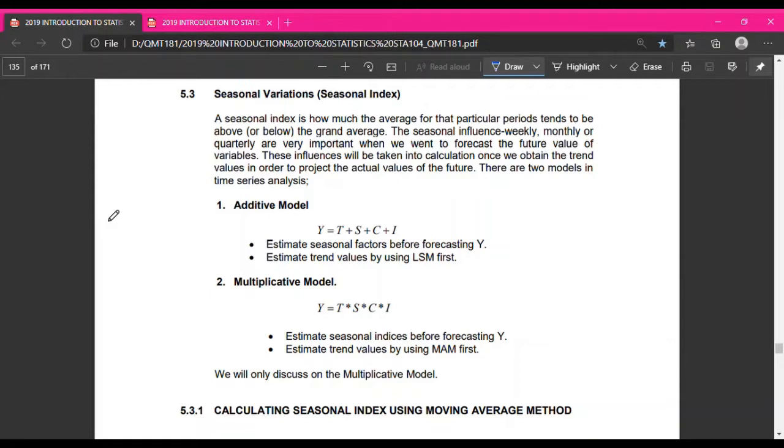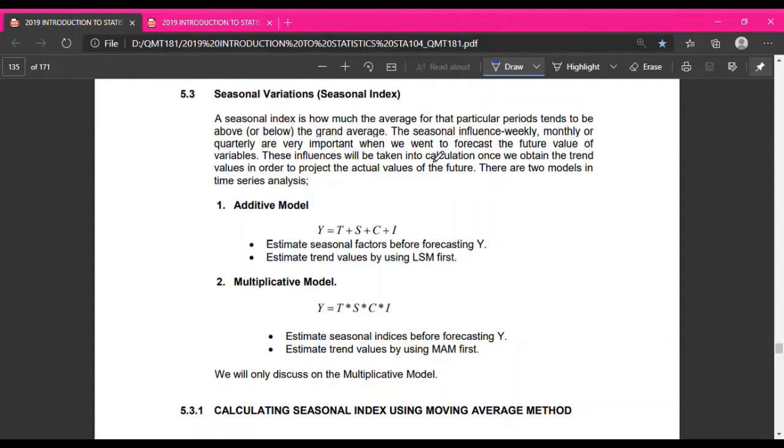From the trend, you also learned how to forecast the trend. This time, another step: we find the seasonal index and from that we forecast the data, forecast the variable. So what is seasonal variation or seasonal index? A seasonal index is how much the average for that particular period tends to be above or below the grand average. We want to see how much, on average, it is above the trend or below the trend.